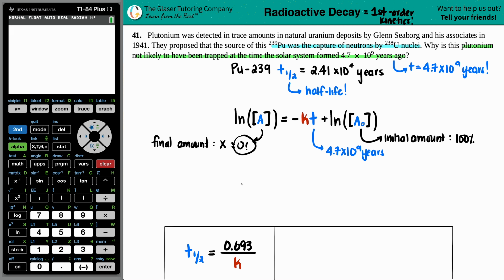If we do find the value to be close to 0, the 0 means that after this amount of time, the plutonium would have been all gone. There would have been none left. Because you're always finding out the final amount that's remaining, not how much has gone.